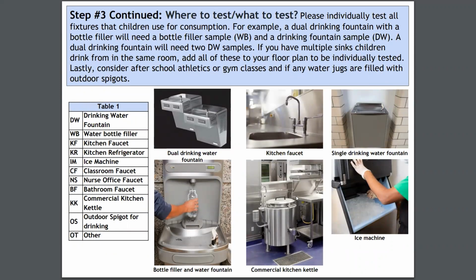We have an example of a dual drinking water fountain where they're combined. And so in this situation, we need to check each side of that fountain. So we would list the left side of that bubbler and then the right side bubbler of that fountain. And those would be two sources that you would test on that dual fountain.